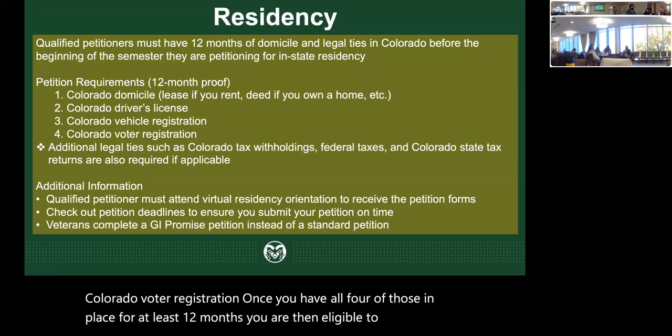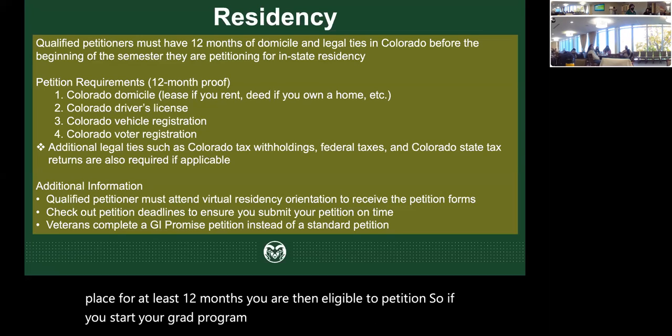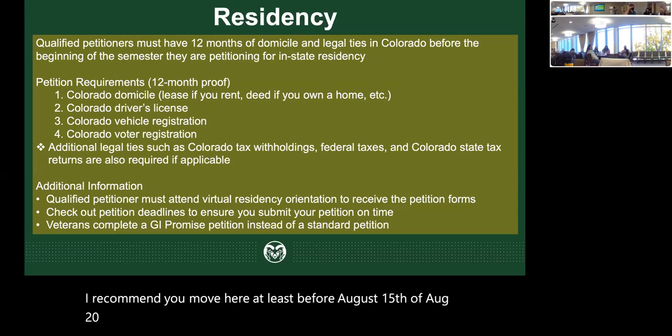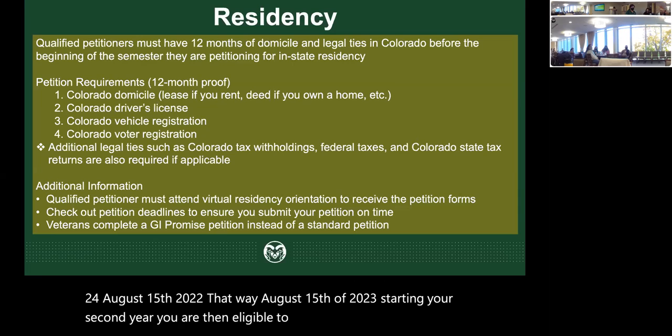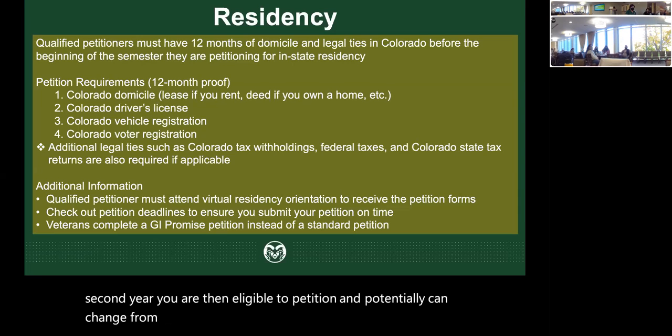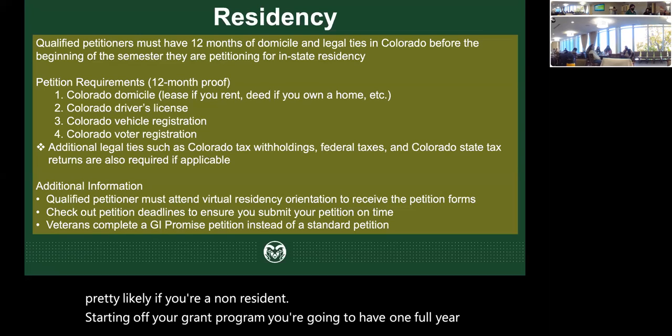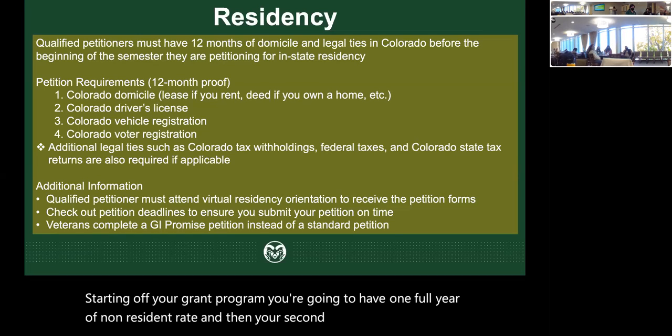So if you start your grad program in fall of 2022, I recommend you move here at least before August 15th of 2022. That way, August 15th of 2023, starting your second year, you're then eligible to petition and potentially can change from a non-resident to a resident student at CSU. But it is pretty likely if you're a non-resident, starting off your grad program, you're going to have 1 full year of non-resident rate, and then your second year, you'll begin the resident rate.